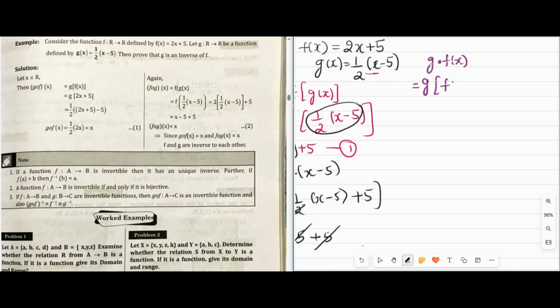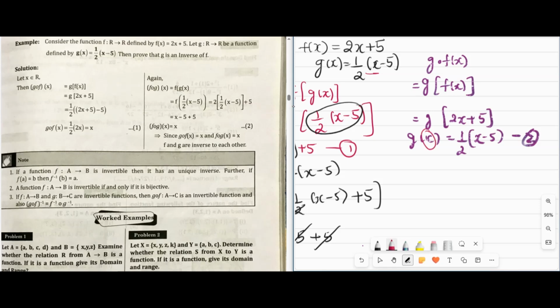Now g of f of x. What is f of x? We have f of x is 2x plus 5. So write down the formula of g of x. g of x is 1 by 2 x minus 5. Call this equation 2. So now compare the x value. We have x equals 2x plus 5. Now substitute this in equation 2.